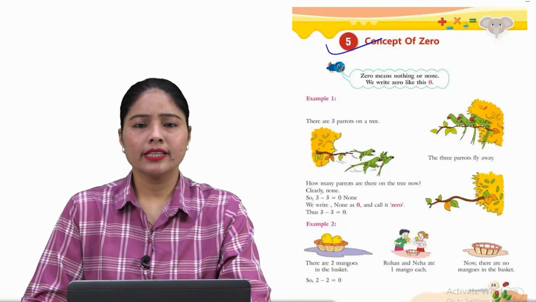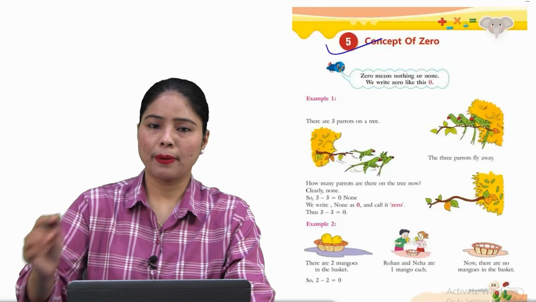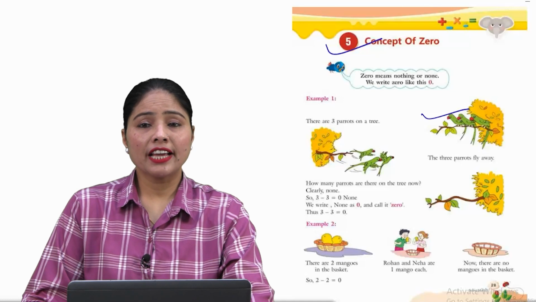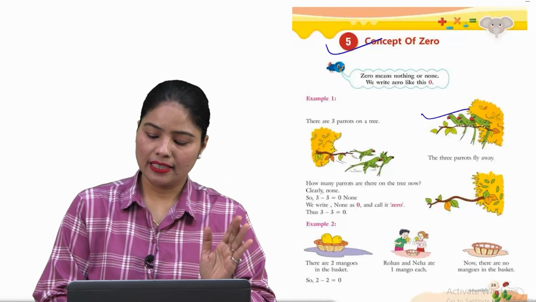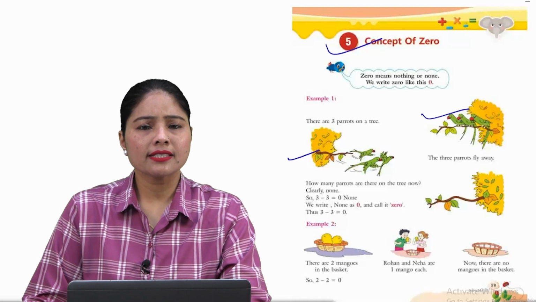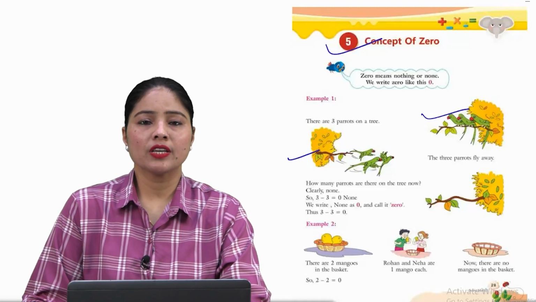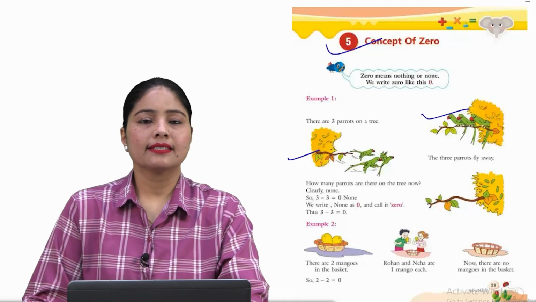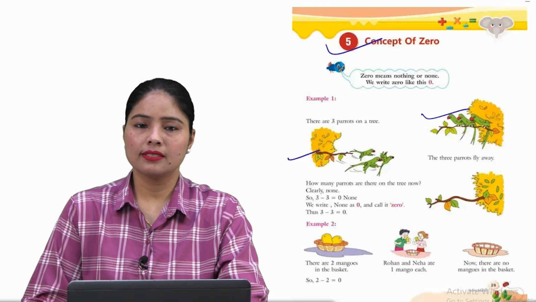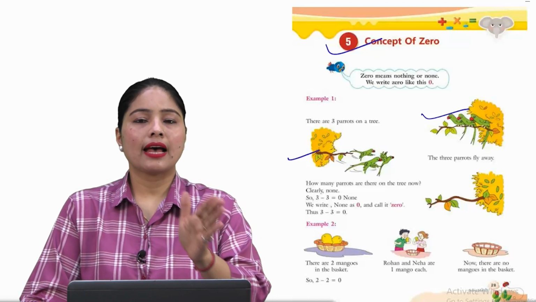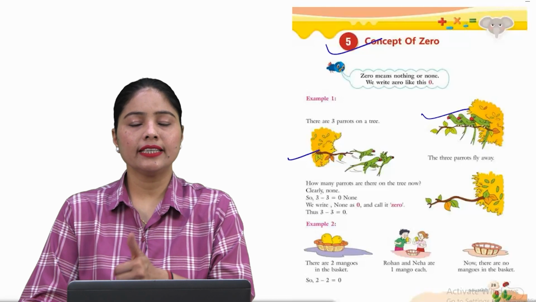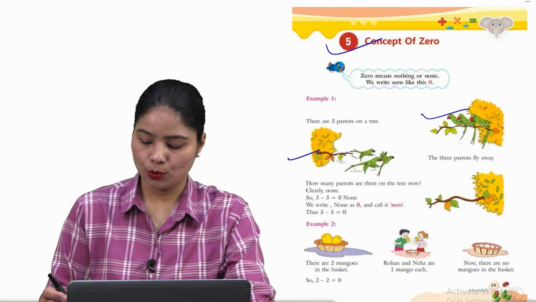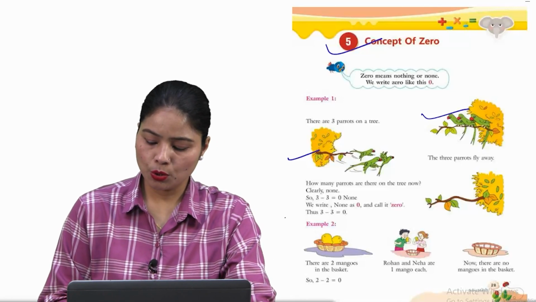Example number 1. There are 3 parrots on a tree. एक tree में 3 parrots है, okay? Like this. The 3 parrots fly away. और उसमें से 3 उड़ गए. Like that. How many parrots are there on the tree now? अब कितने बचे? Clearly none. कुछ भी नहीं बचे. So 3 minus 3 is equal to 0. That means none. We write none as 0 and call it ZERO, 0. Thus 3 minus 3 is equal to 0. Okay beta? I hope you understood.